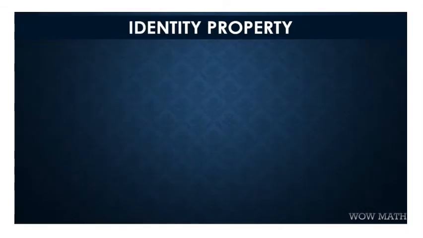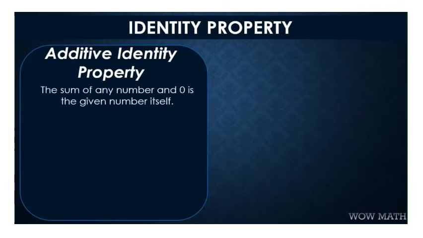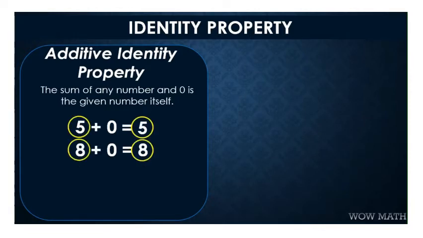Identity property. So, what do we mean by identity property? So, meron tayong additive identity property. Ano nga ba ito? The sum of any number and 0 is the given number itself. Let's have an example. Okay. So, ibig sabihin, eto daw number na to, kahit ano daw number ang i-add natin sa 0, the resulting sum is the given number itself. What do we mean by this? Kung ang 5 in-add mo sa 0, the result is also 5. Kung ang 8 in-add natin sa 0, the result is also 8.